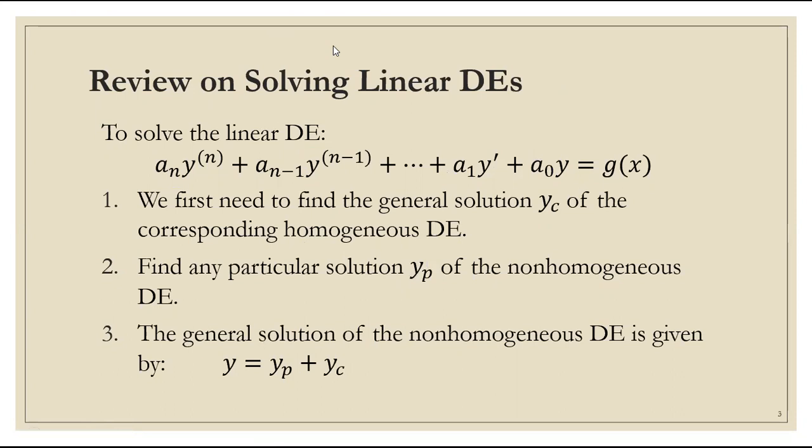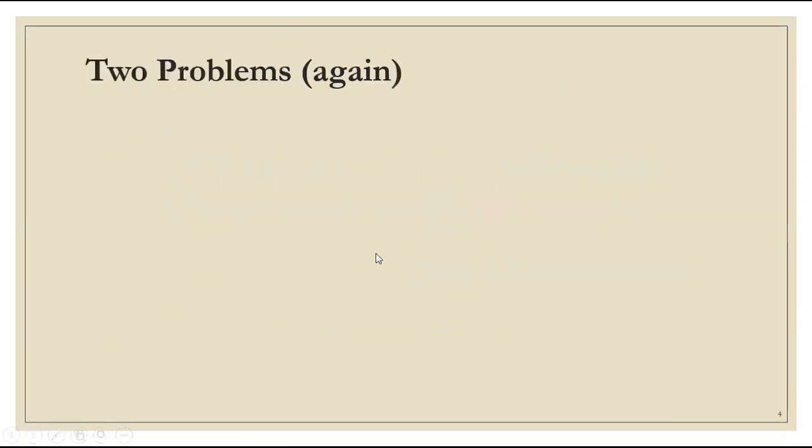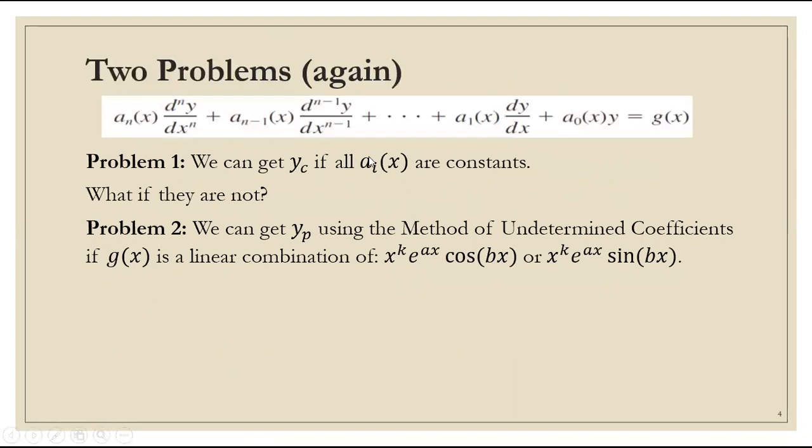Now we have 2 problems. If you remember, we spoke about them. The first problem, if those coefficients are not numbers but are functions, what should I do? Also, if the right-hand side, this function, isn't a polynomial, isn't exponential, isn't sine or cosine, what should I do? We learned the reduction of order method, which will help me to solve those two problems.